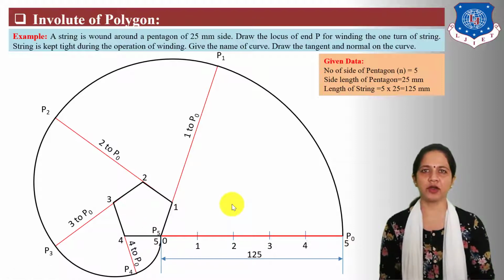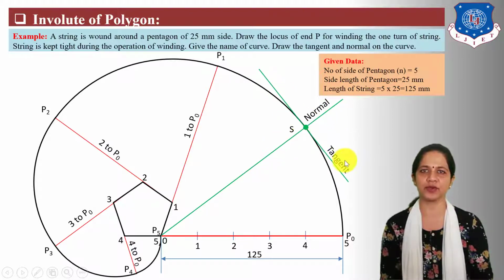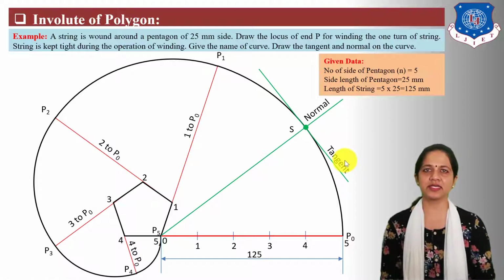Next, for normal and tangent, select one point S on the curve anywhere. Here I have taken S point in the P0 to 1 quadrant. So connect S point with 0 point, which indicates the normal line. Next draw the tangent line perpendicular to the normal and passing through S point. So this is the involute of pentagon.